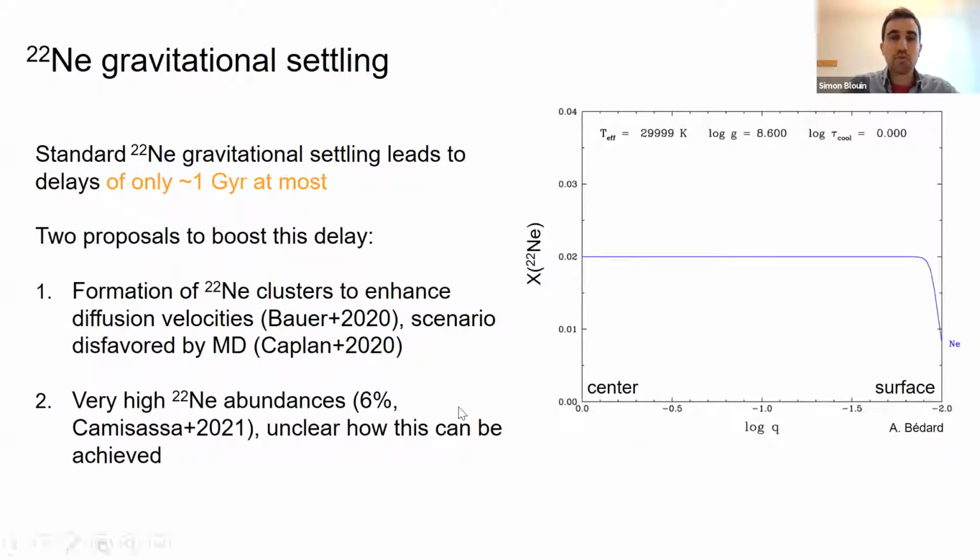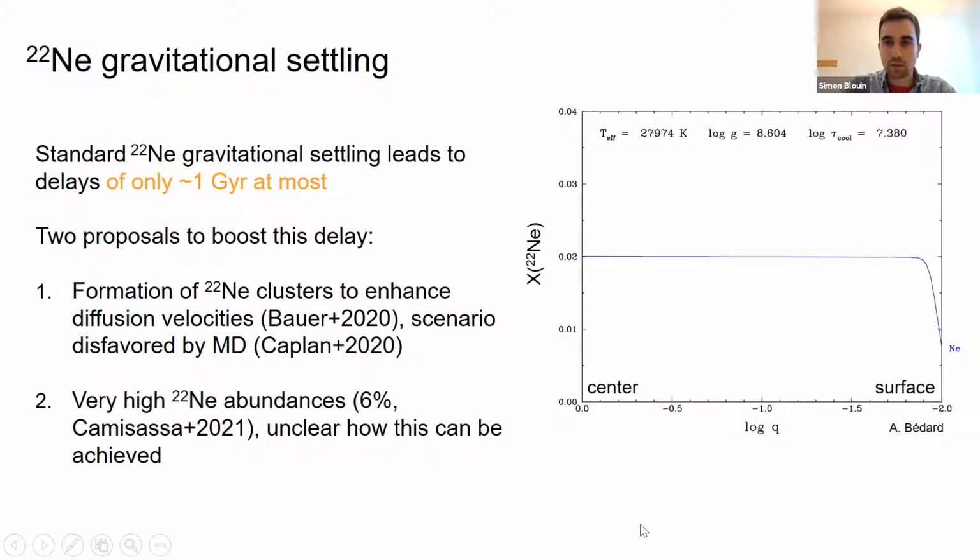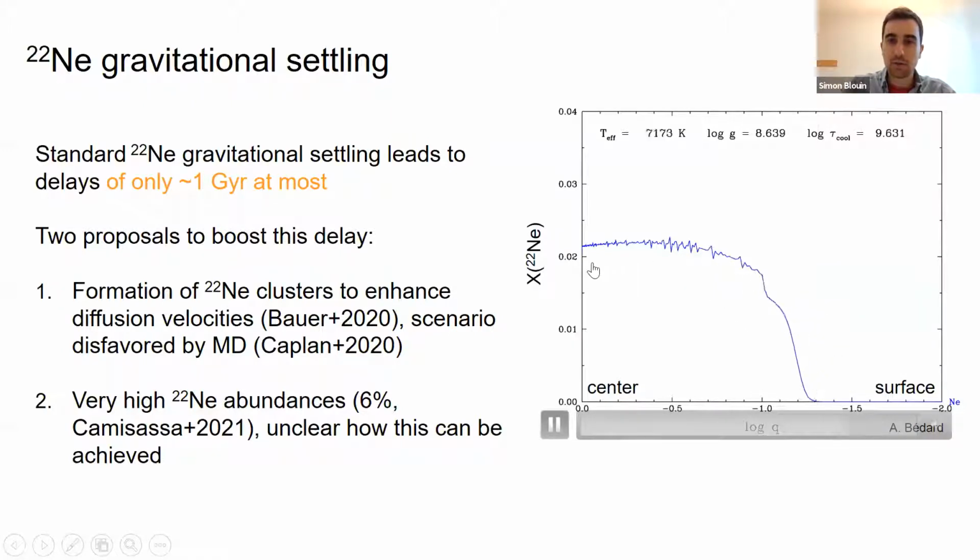So now, how do you move neon-22 from the outer layers to the center of the white dwarfs? The most commonly discussed mechanism to do that is simple gravitational settling. So neon-22 feels a net downward force in the white dwarf, so it wants to sink down. And that's what this little animation is showing here. This is from calculations by Antoine Bédard in Montreal. And so you see the neon-22 sinking down, but this process stops at some point.